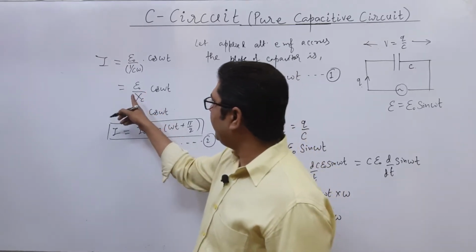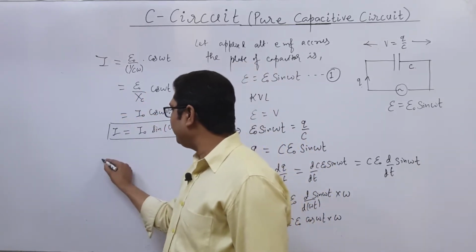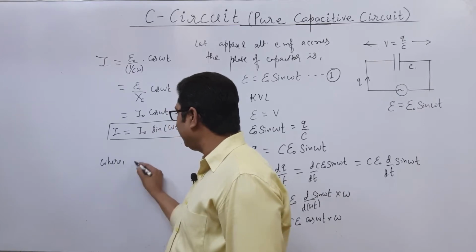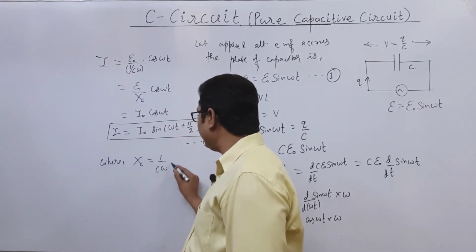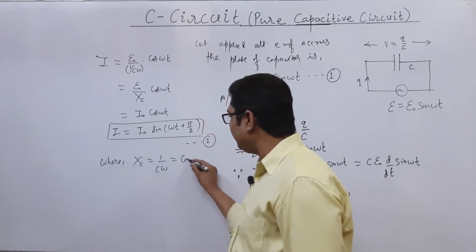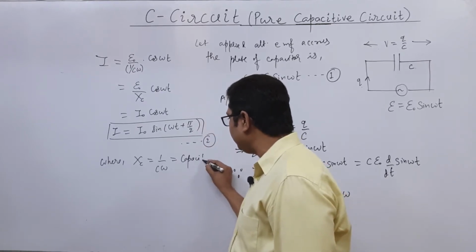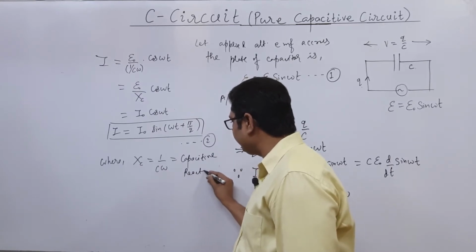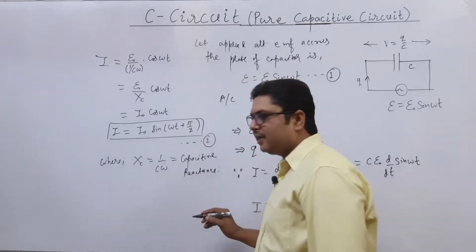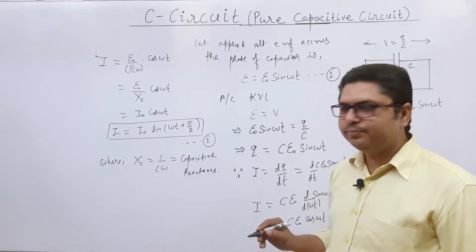And here we have XC. So we can write XC equals 1 by C omega. This is said to be capacitive reactance. We will discuss capacitive reactance later on.